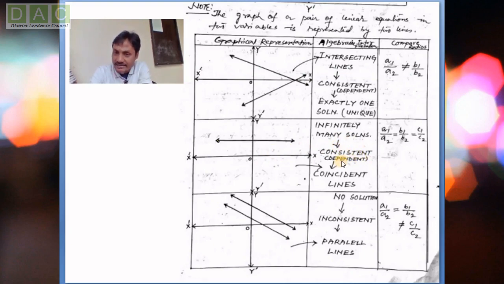From the first and second graphical representations, the common term is here. You see that in the algebraic interpretation, it is consistent dependent. Here also it is consistent dependent. So from this point of view, we can conclude that if the algebraic equations or graphical representation has a solution, then they are consistent. The first one has one solution and the second one has many solutions. Ultimately both these equations have some solutions, so they are consistent or dependent.